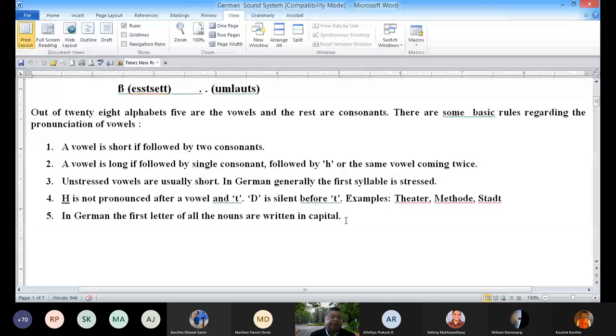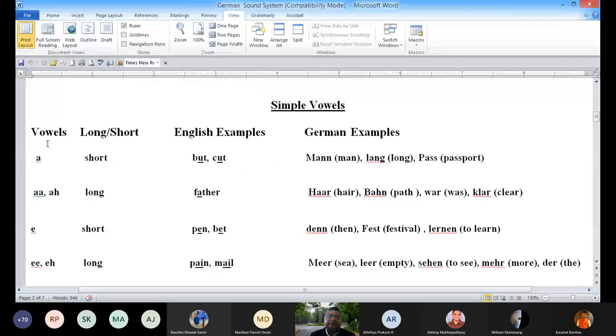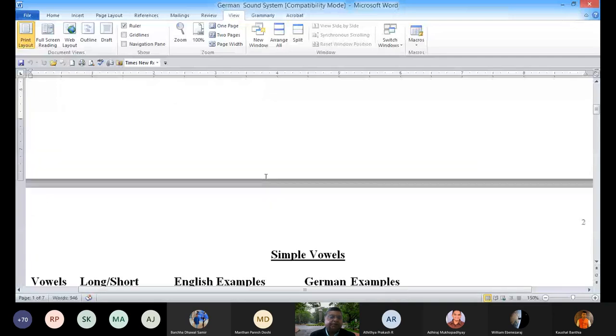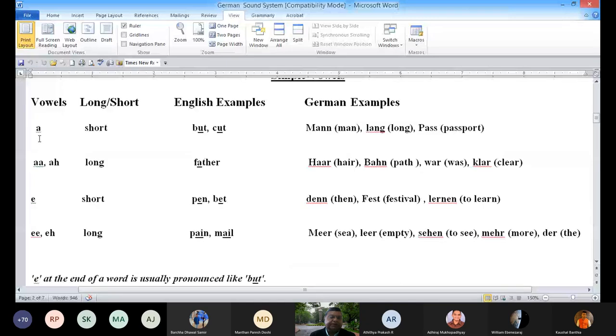So last class I have already explained that I started with the 5 vowels A, E, I, O, U. We started with this A, and a vowel is long and short. These are the examples of short and long. In English, they are pronounced like this, and similarly you have to try with the German words. So this A is pronounced in 2 different ways, short and long, as you have seen in these German words.